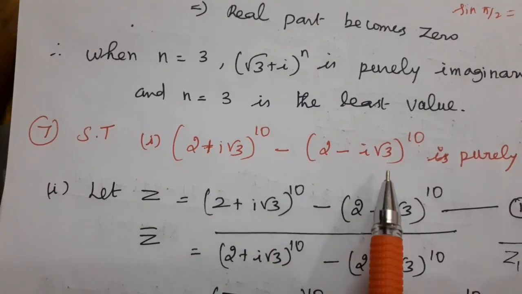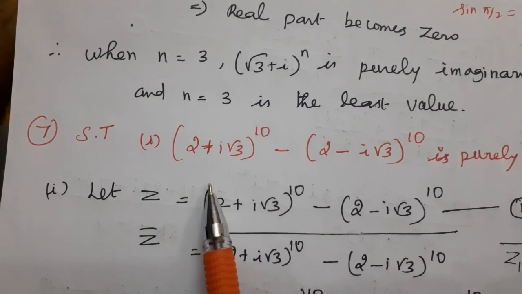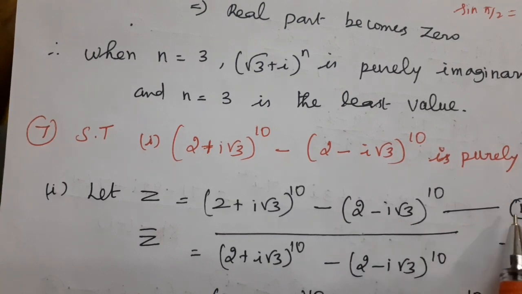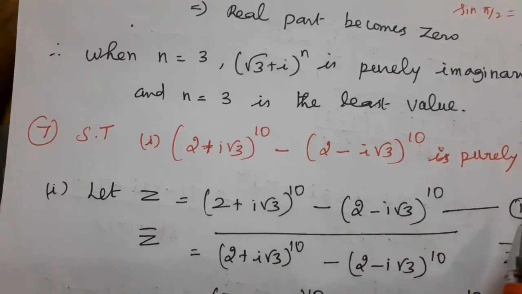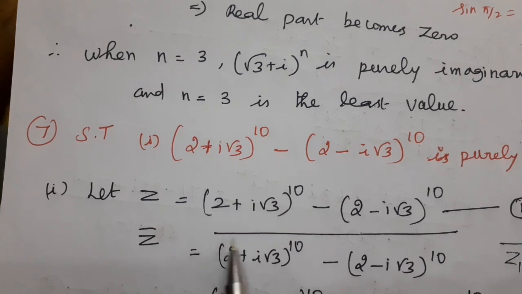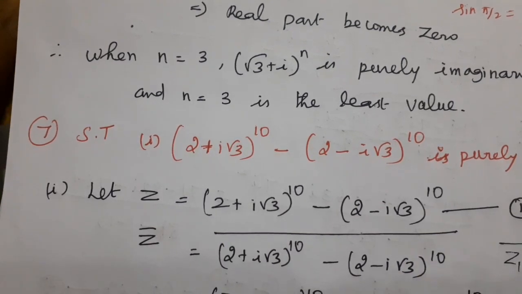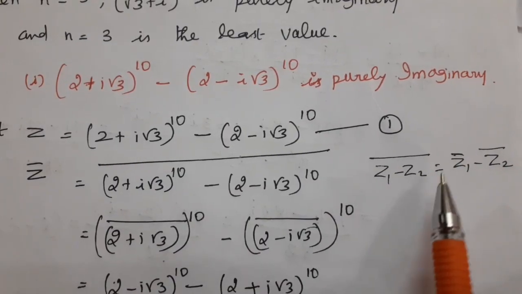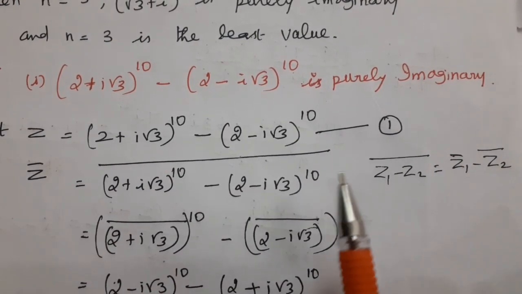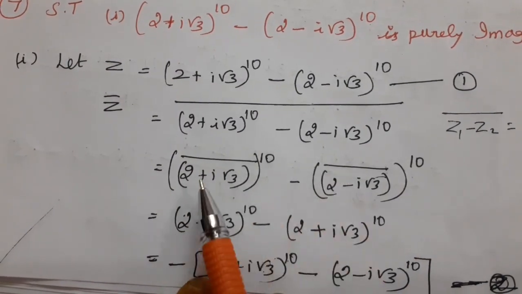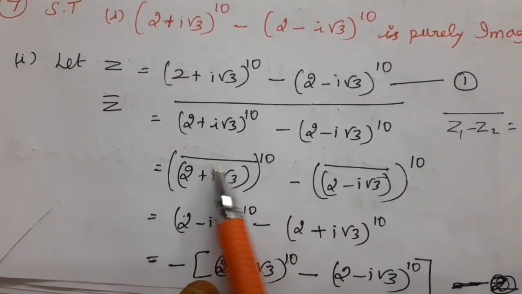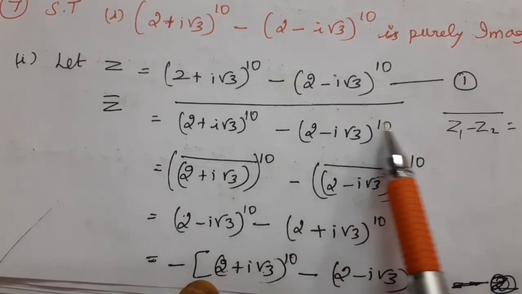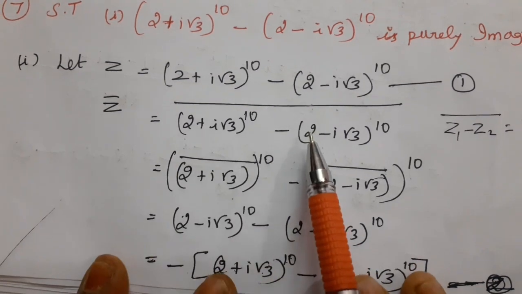We remember: take the complex number z equal to the given complex number, let z equal to 2 plus i root 3 whole power 10 minus 2 minus i root 3 whole power 10. The given question is taken as equation 1. So z bar is the whole bar for z. Using the property, z1 minus z2 the whole bar equals z1 bar minus z2 bar, we split into two complex numbers: 2 plus i root 3 bar the whole power 10 minus 2 minus i root 3 whole power 10. First you put the whole bar, afterwards you write the bar for the individual term.